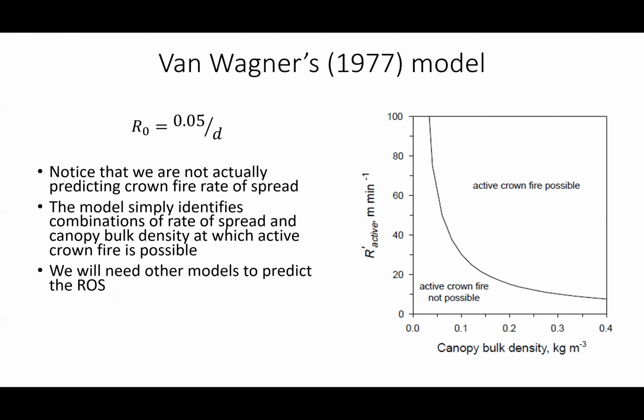And then the other point here is that this Van Wagner 77 doesn't tell us anything about what the active rate of spread actually is. This is just a criteria to determine if it is even possible to sustain that active crown fire. And so we'll need another model to predict, once the active spread starts, what the rate of spread would actually be. And so that's going to be from Rothermel 91.